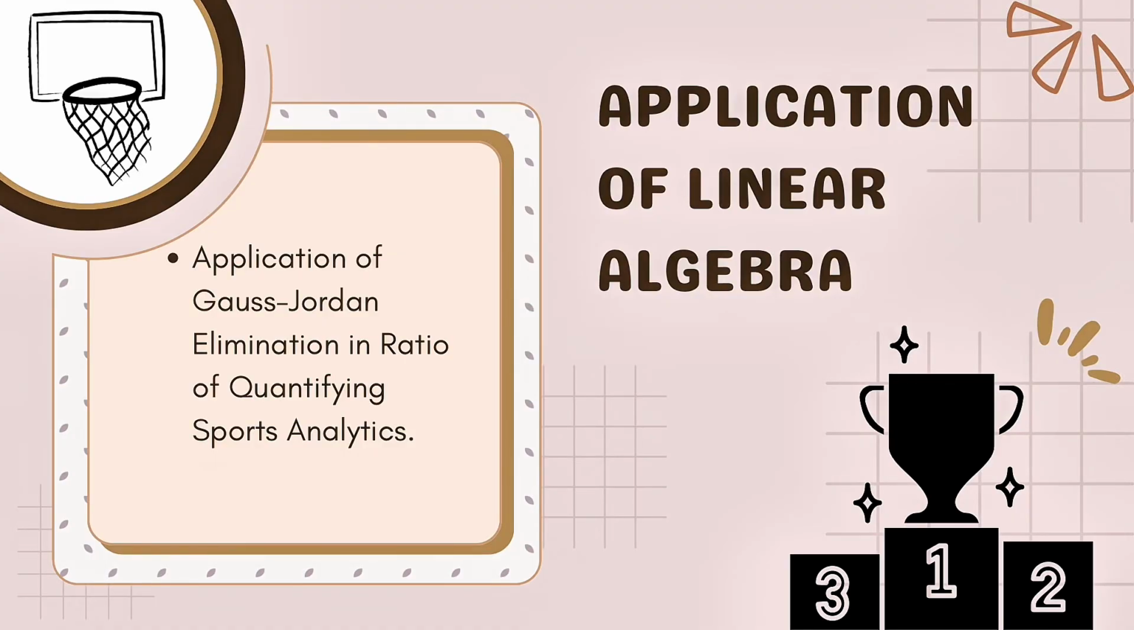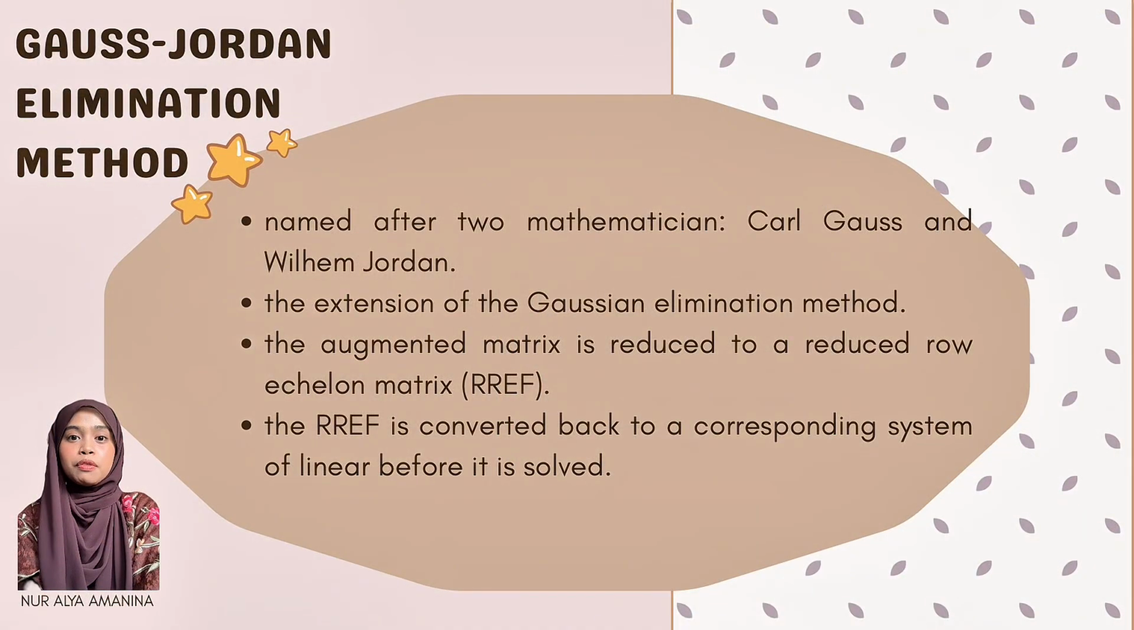So let's begin. In this video, we will present about the application of Gauss-Jordan elimination in ratio of quantifying sport analytics. Before continuing our presentation, I will tell you about the Gauss-Jordan elimination method. It is named after two mathematicians, Carl Gauss and Wilhelm Jordan. This method is actually the extension of the Gaussian elimination method.